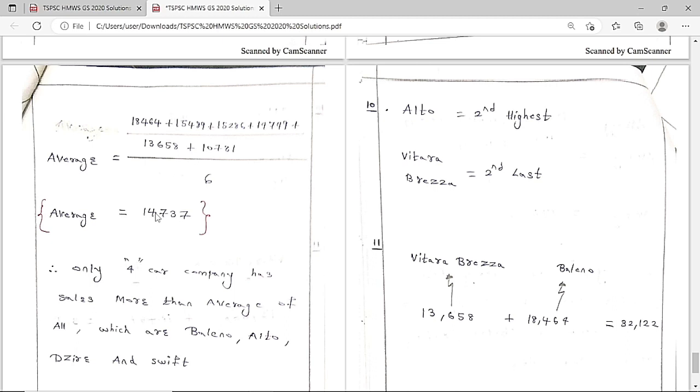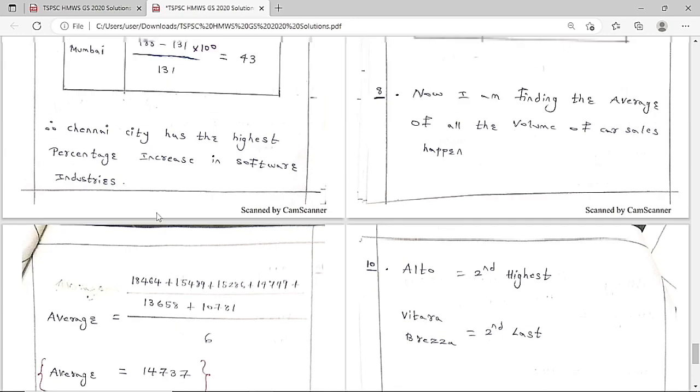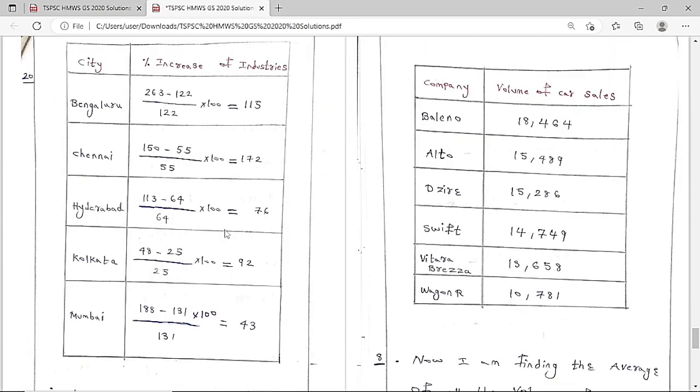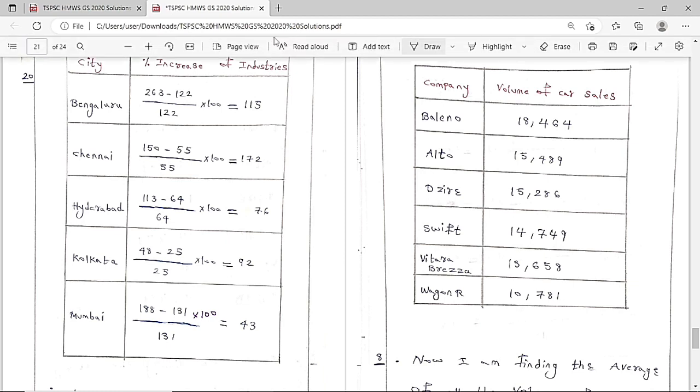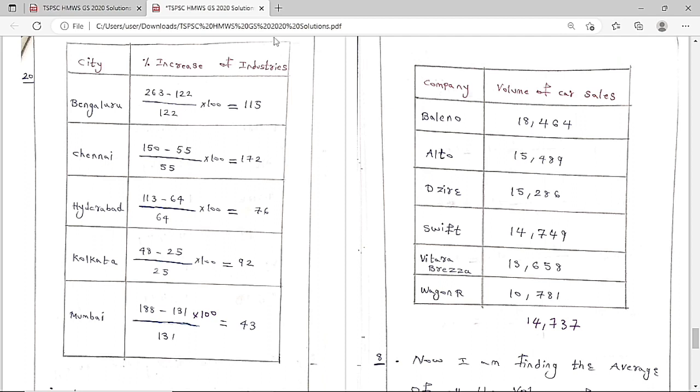Now we have to find how many car companies have a volume of sale greater than this average. So this is 14,737. Let me write it here so that you can easily understand. This 14,737 is the average of all the volumes of car sales.